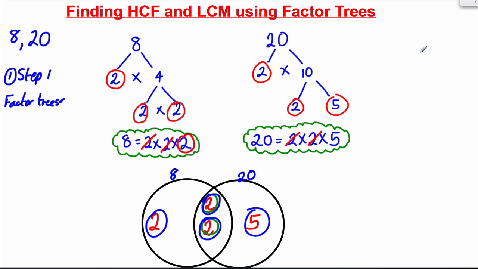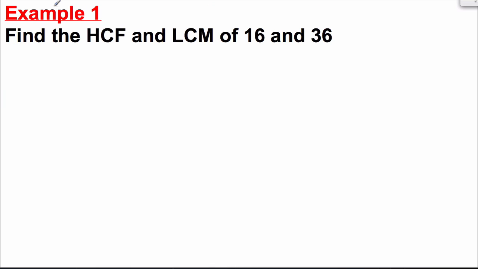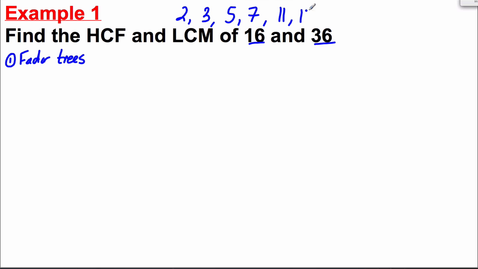I'll do one more example just to do everything this time. These were from our workings yesterday. So imagine our question was to find the highest common factor and lowest common multiple of 16 and 36. So the first thing you do is the factor trees we did yesterday. And remember, our prime numbers that we care about are 2, 3, 5, 7, 11, 13, 17, etc.